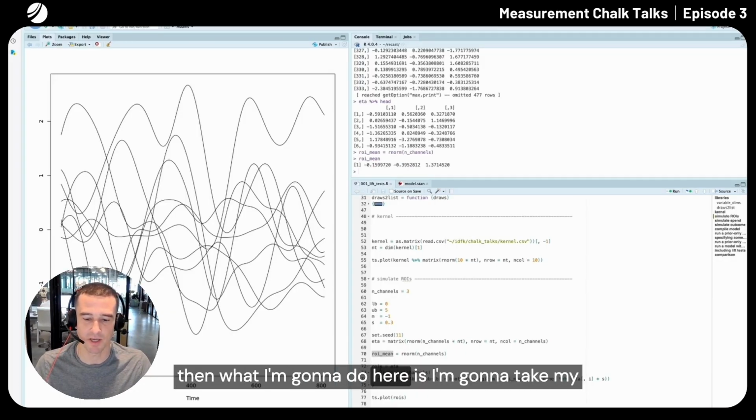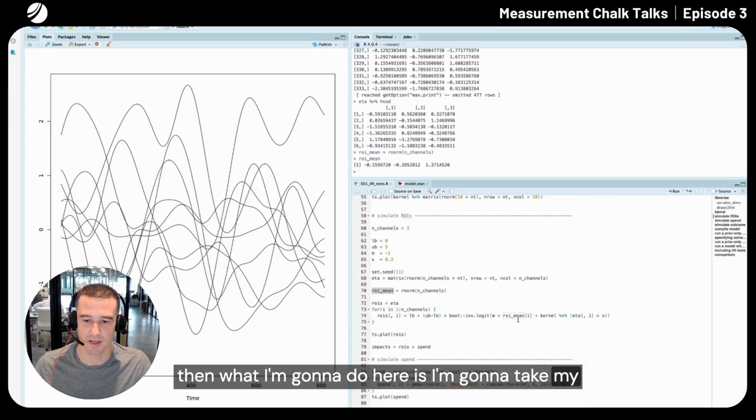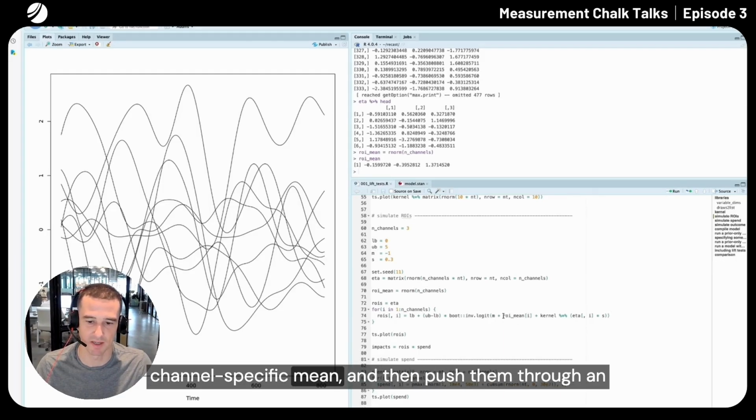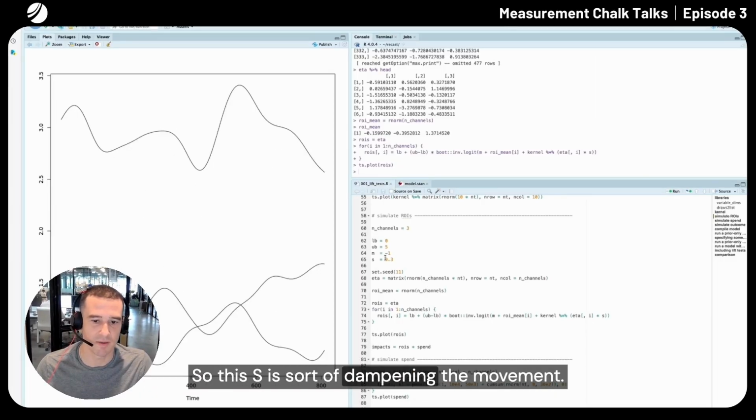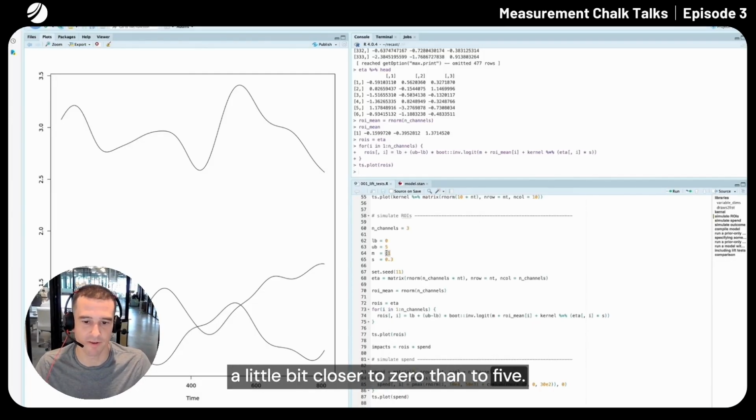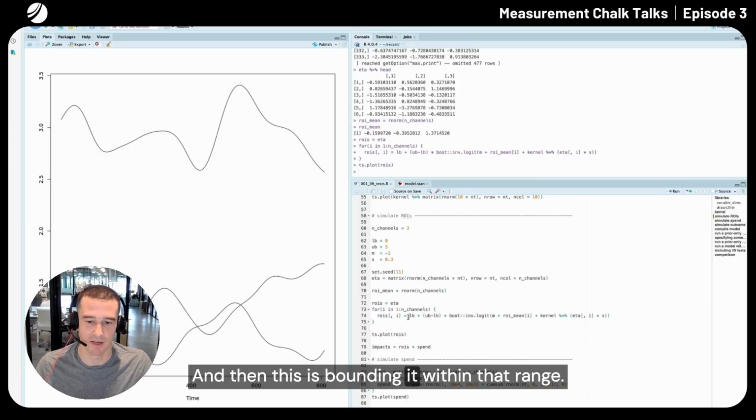And then what I'm going to do here is I'm going to take my time varying coefficients, scale them by some factor s, which makes them a little bit tighter. I'm going to add an overall mean to them, and then a channel specific mean, and then push them through an inverse logit function to bound them by the caps. Once I've done all that, I get some ROIs that look like this. So this s is sort of dampening the movement. The mean is pushing them towards the bottom of the distribution so that they're a little bit closer to 0 than to 5. And then this is bounding it within that range.